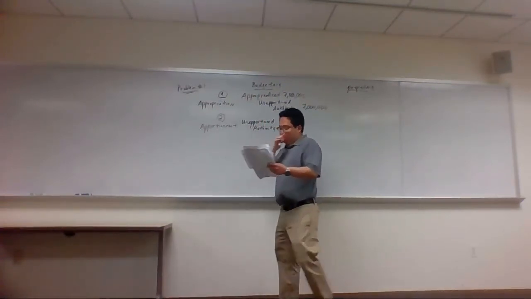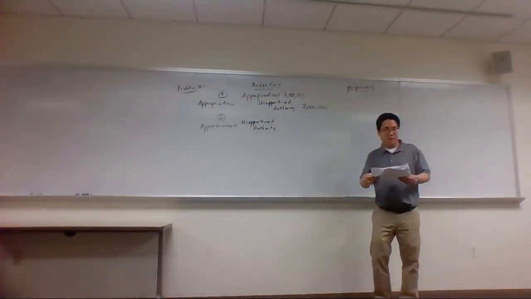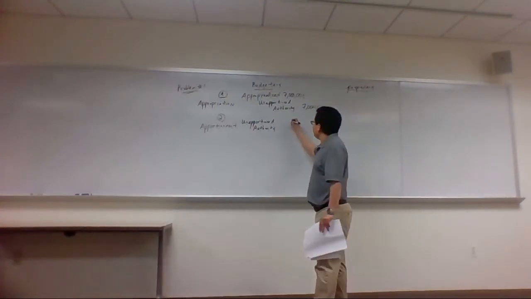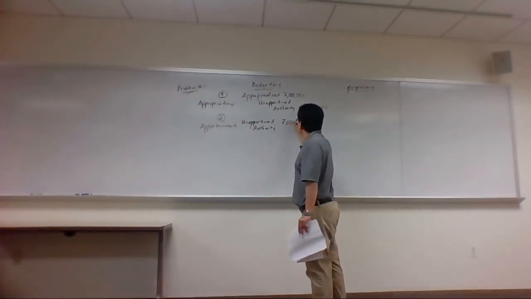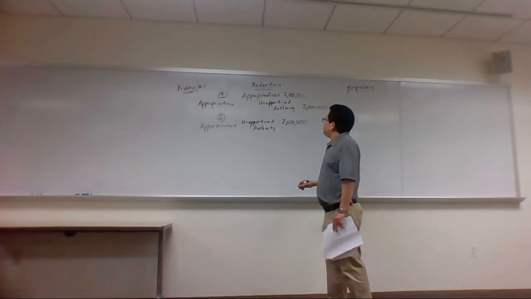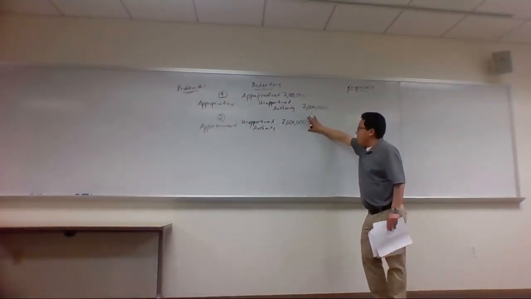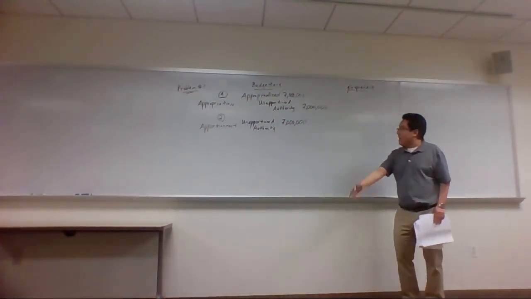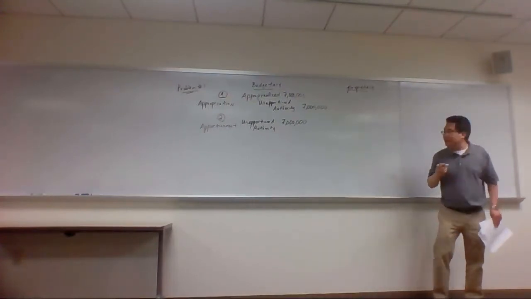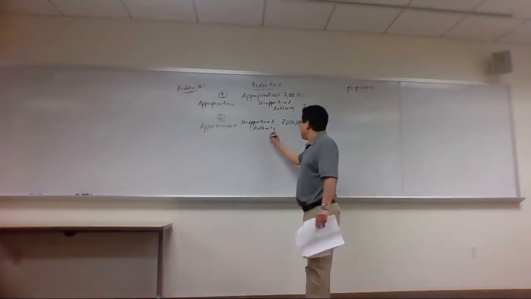And then if you add up all those numbers, how much does that add up to? 7 million, the whole thing, right? 7 million. And then this journal entry is going to debit unapportioned authority because it's going down. And what's going to go up? What do I credit? Apportionment. Right, it's going up.